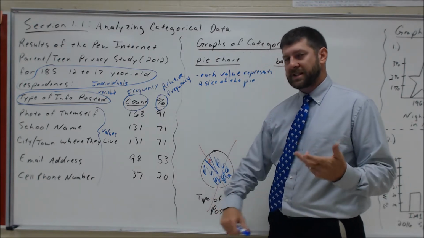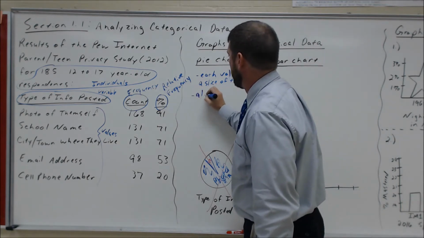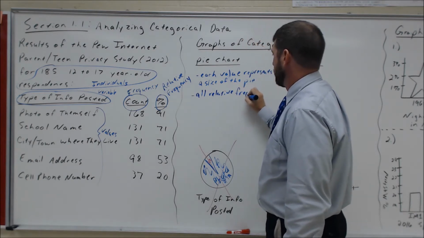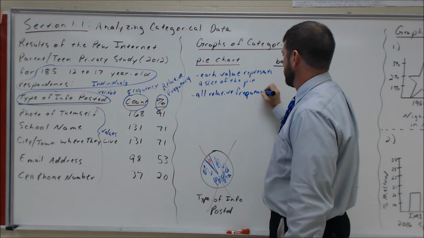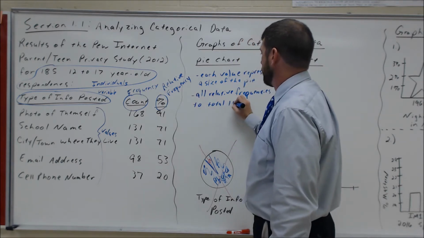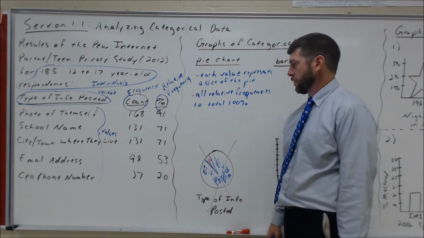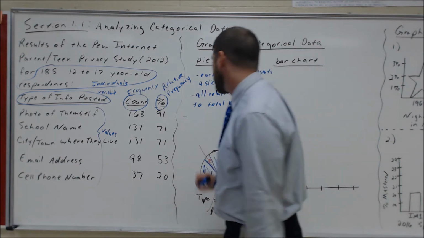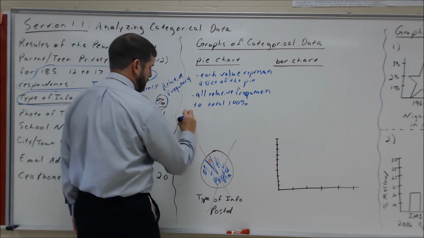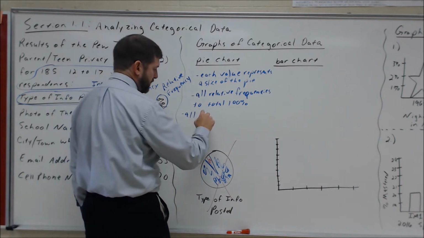So some rules to help us decide if a pie chart's reasonable. We need all relative frequencies to total 100%, which these are way over 100% when we add all of them up. Okay. We also need all values or all counts to come from the same whole.